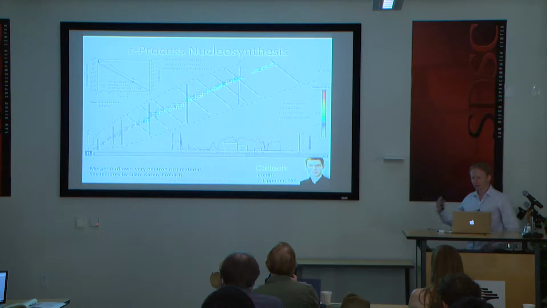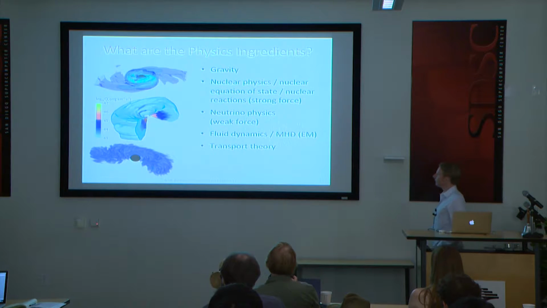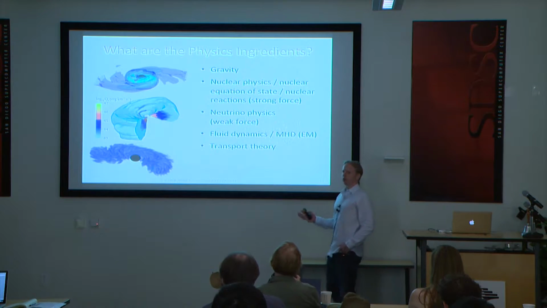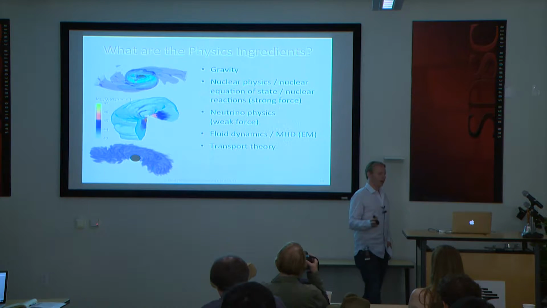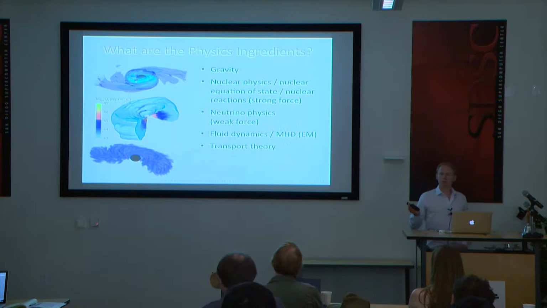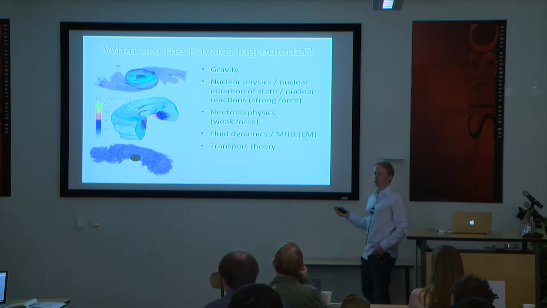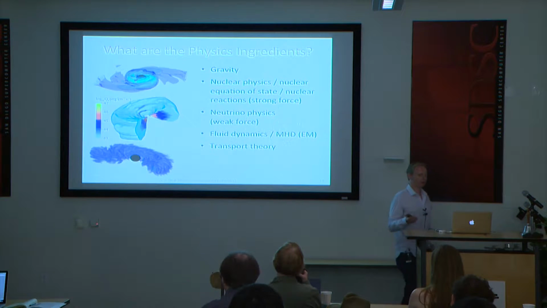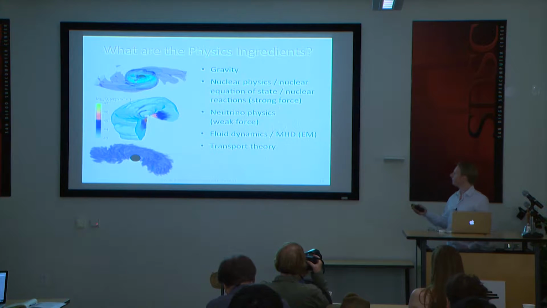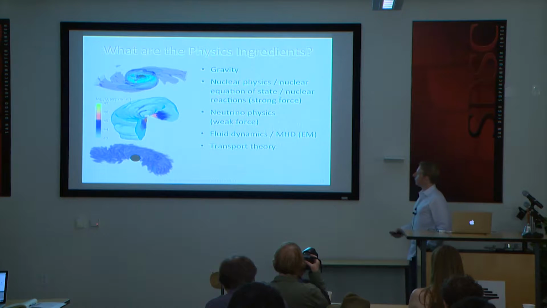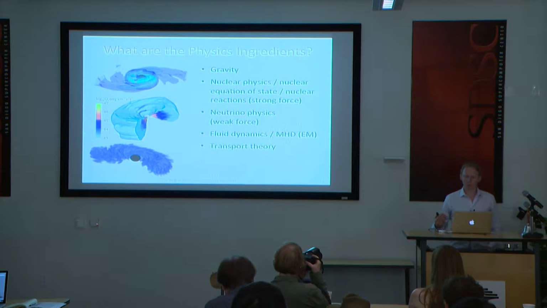Now, if we go back and think about what kind of physics went into these neutron star merger simulations, it's the same set of physics that goes into core collapse supernova simulations. It's gravity. GR needs to be included, otherwise you wouldn't get gravitational waves. The nuclear physics for the nuclear equation of state and the nuclear reactions, so that's the strong force. Neutrino physics, weak interaction. Fluid dynamics and magnetic fields. It could be magnetic field effects, so electromagnetic interaction. And of course, transport theory again, because you have neutrino transport that you need to solve in some way.